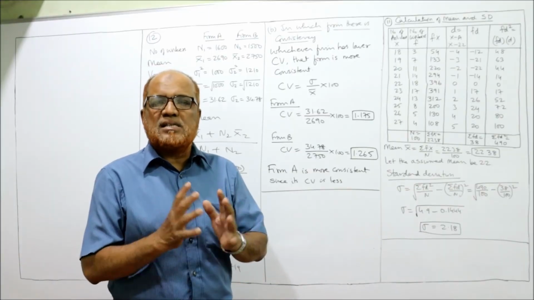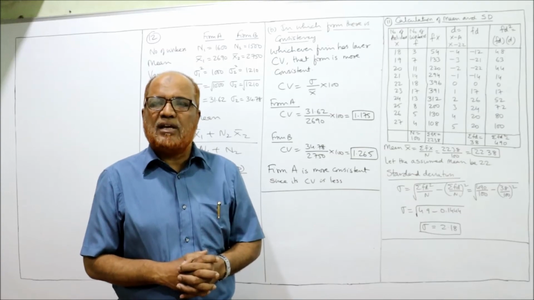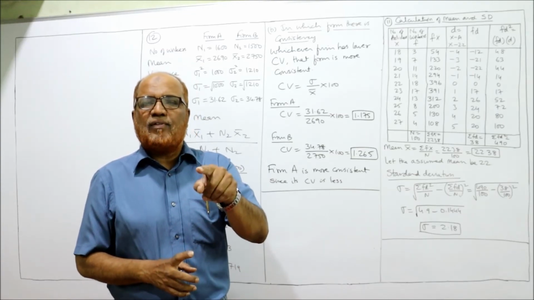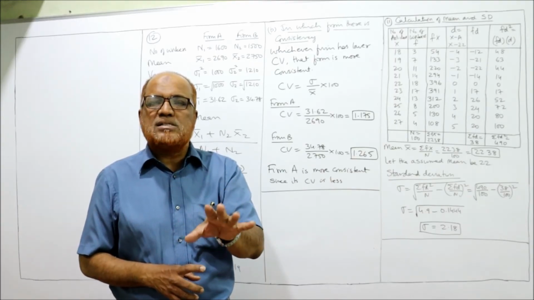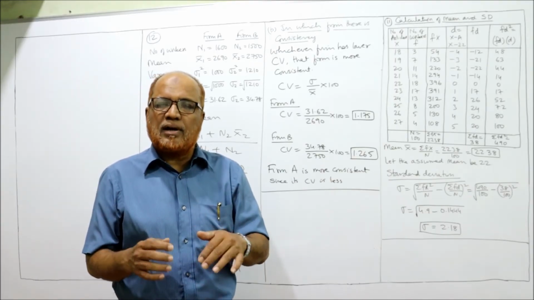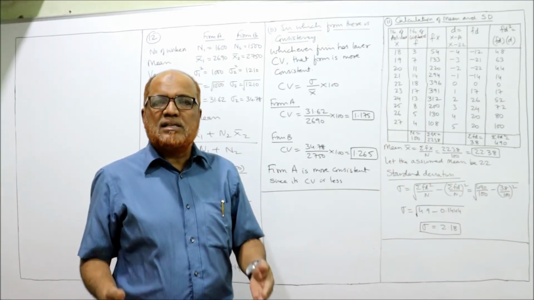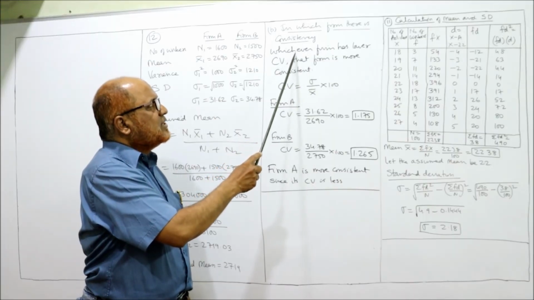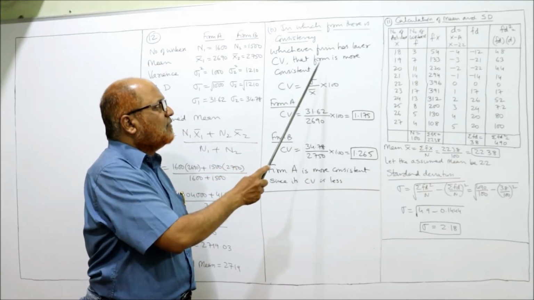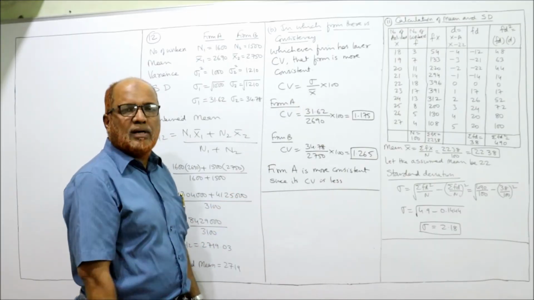Now the second part: in which firm there is consistency. To find the consistency, we calculate CV, the coefficient of variation. So whichever firm has a lower CV, that firm is more consistent. Already I told you in the previous problem also. So we have to calculate the CV. Whichever firm has lower CV, that firm is more consistent. CV is equal to sigma by X bar into 100.